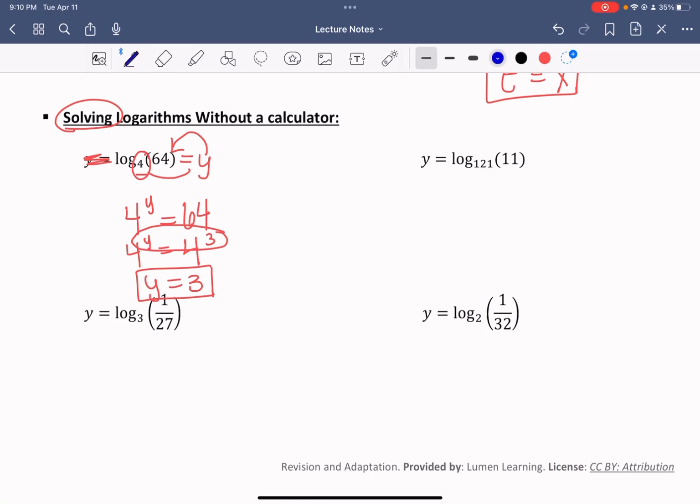So I'm trying to solve for y, and again, this is going to be really nice if I just have this y over here on the right side.